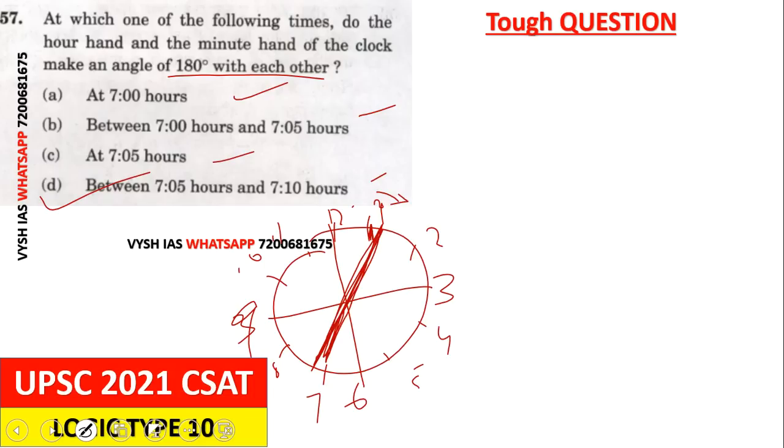Okay, so this is the thing. If you solve it, you will get something like 7:05 and 27 seconds, like that only you will get, and you will prove it. It is between 7:05 and 7:10.